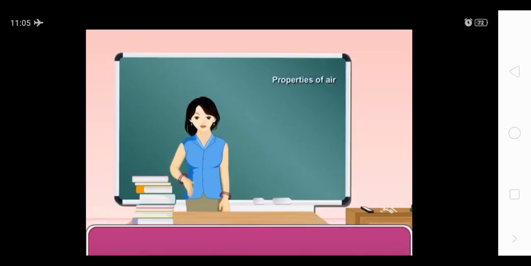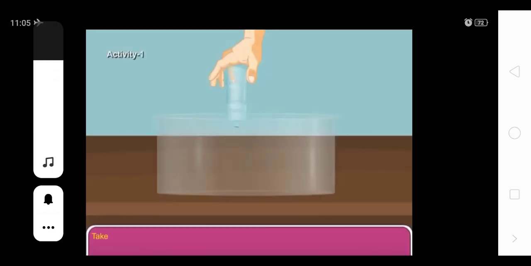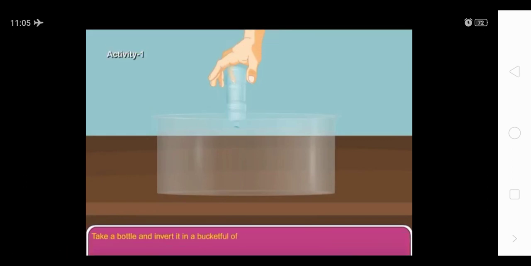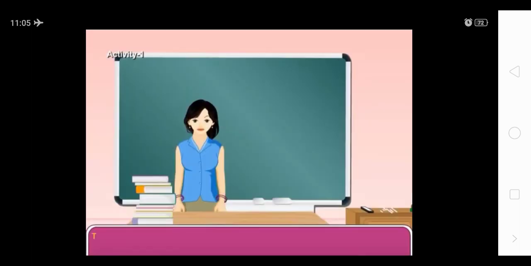Properties of air. Let us perform some activities to learn about the properties of air. Activity 1. Take a bottle and invert it in a bucket full of water. Press the bottle gradually in the water. Observe what happens. The water does not enter the bottle even on pressing. This happens because the bottle is not empty. Air is present inside the bottle.